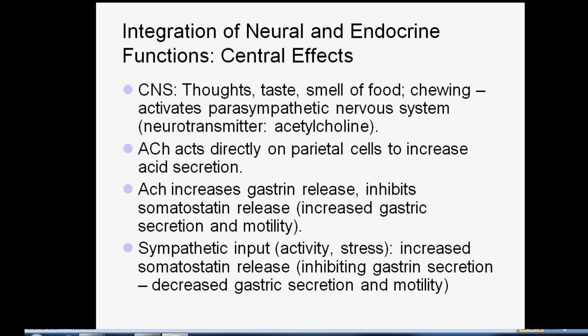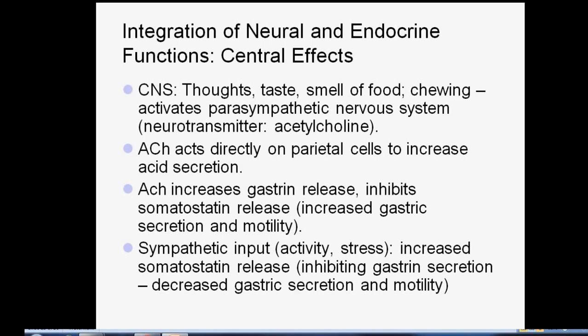Just in thought, any taste, smell of the food, chewing, all these processes activate the parasympathetic nervous system. Once the parasympathetic nervous system activates, acetylcholine is released. The acetylcholine acts directly on parietal cells to increase acid secretion. The acetylcholine increases gastrin release. It inhibits somatostatin release. Increase gastric secretion and motility.